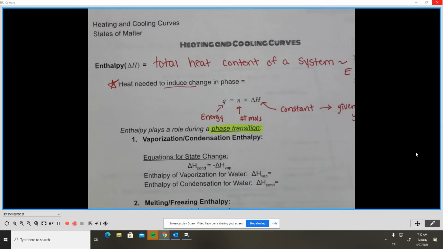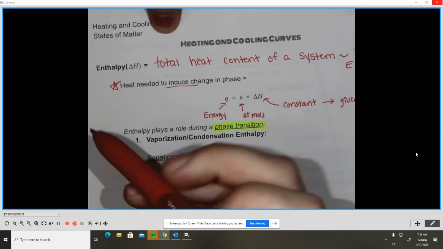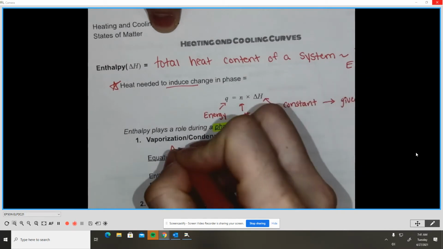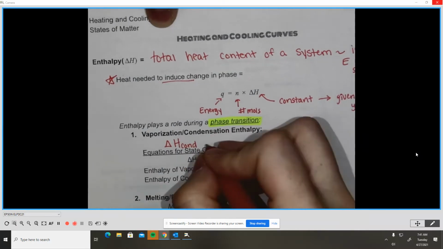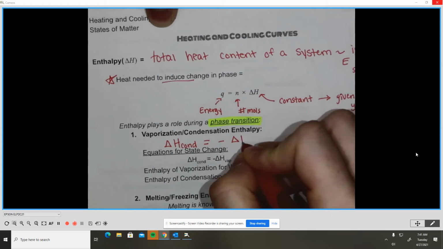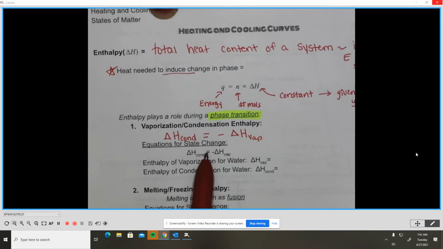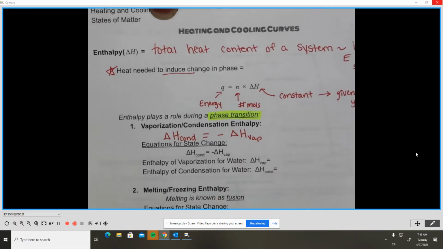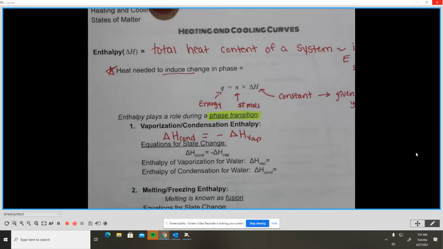So first we're going to look at vaporization and condensation. Basically, these things are opposite, or the values for these things are going to be opposite. So our enthalpy for condensation, COND is how we represent that, is going to be equal to the negative enthalpy of vaporization. And I have this written down right below here for you. So the number is going to be the same. It's just going to be negative for one of them and positive for the other.